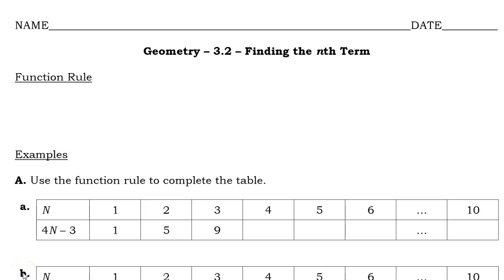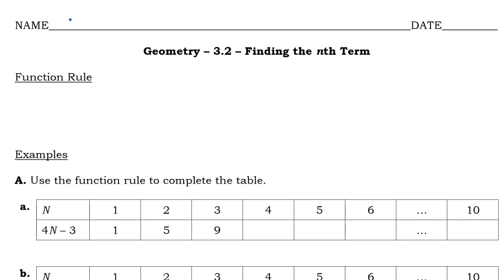This is Geometry Lesson 3.2, Finding the Nth Term. So in this lesson, we're going to look at writing function rules. A function rule is something that helps you figure out what comes next in a sequence. And I think we're going to be looking only at linear sequences here.